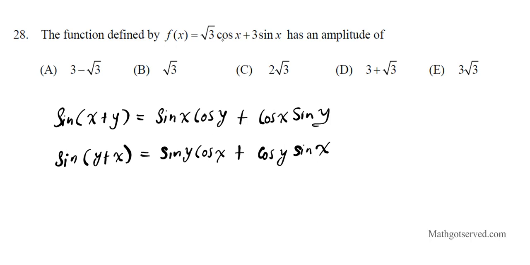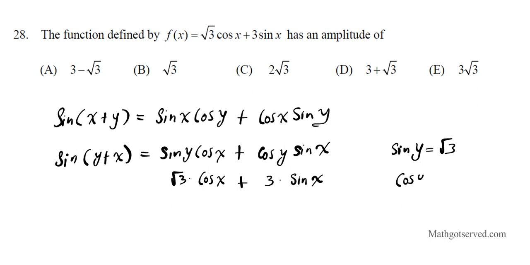Now, why did I do that? Check this out. I'm going to put this function down here, root 3 cosine x plus 3 sine x. We can see that I can match up my sine and cosine: sine y equal to root 3 and cosine y equal to 3. But that's a problem, because we know that the range of sine x is between negative 1 and 1. This is way outside the range of sine x.